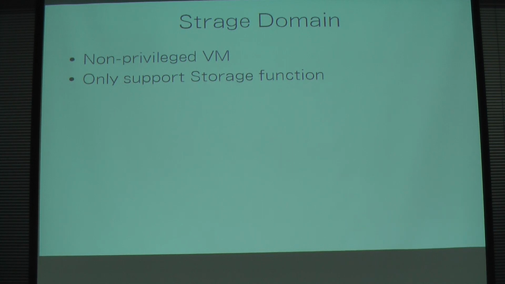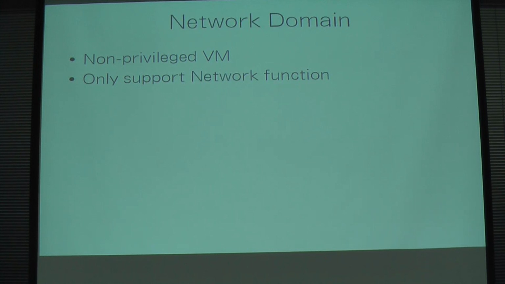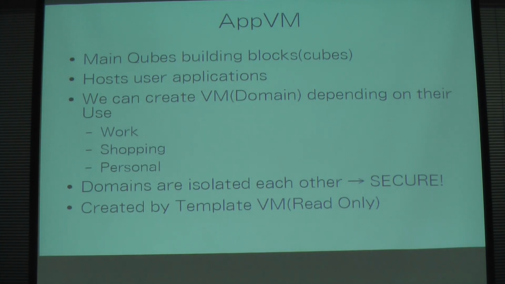The storage domain is executed by domain 0, and it is a non-privileged VM that only supports storage functions. And the network domain is a non-privileged VM executed by domain 0 that only supports network functions. And AppVM is the main Qubes building block. It hosts user applications such as a web browser, mail client, and games.